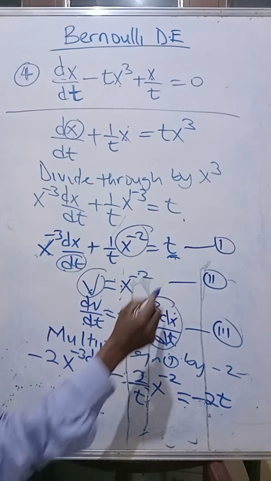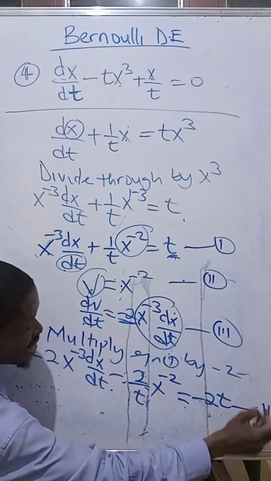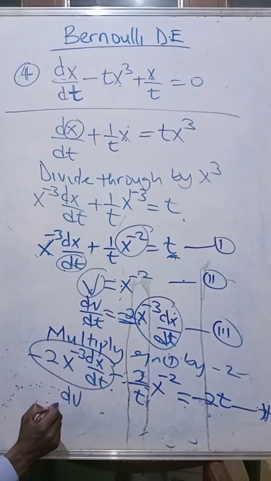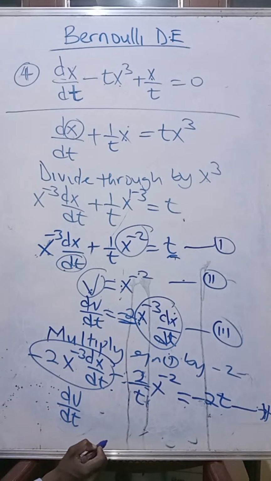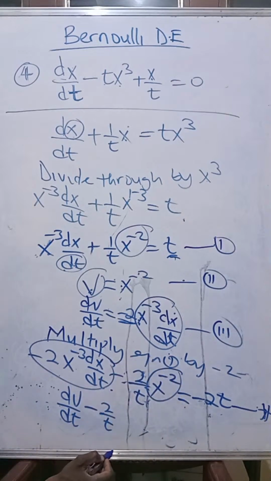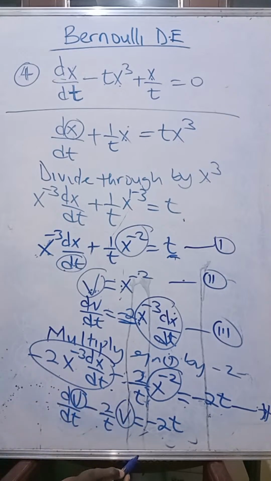We're now going to plug in equation 2 and 3 into this new equation. And this is the v dt. This is the v dt minus 2 over t. This one is that's c. So this equation now is linear in v. For it to be linear in v, whatever you have here and here must be the same thing. So this is linear in v.